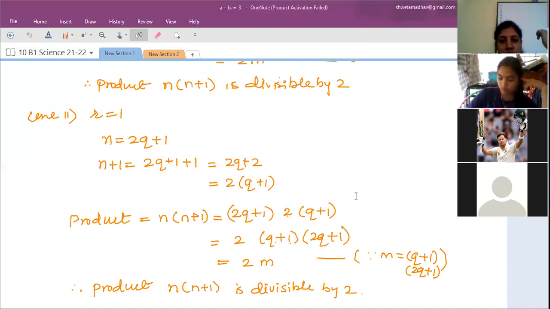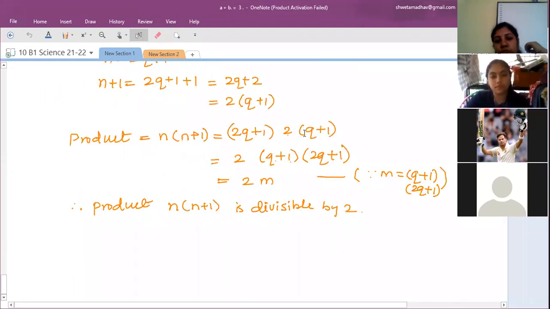Now, when we find the product, it's 2q plus 1 into 2 into q plus 1. So when you put 2 in the bracket, it should be 2q plus 2. No, we have only written this in proper order. The order is changed here. So this is A, this is B, and this is C. A into B into C, I have written B into C into A. So that is only what we have done. Okay, fine, only the order is changed.